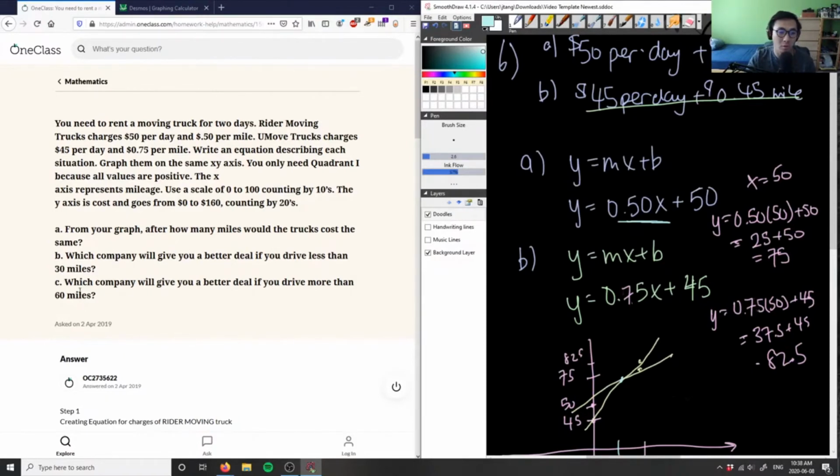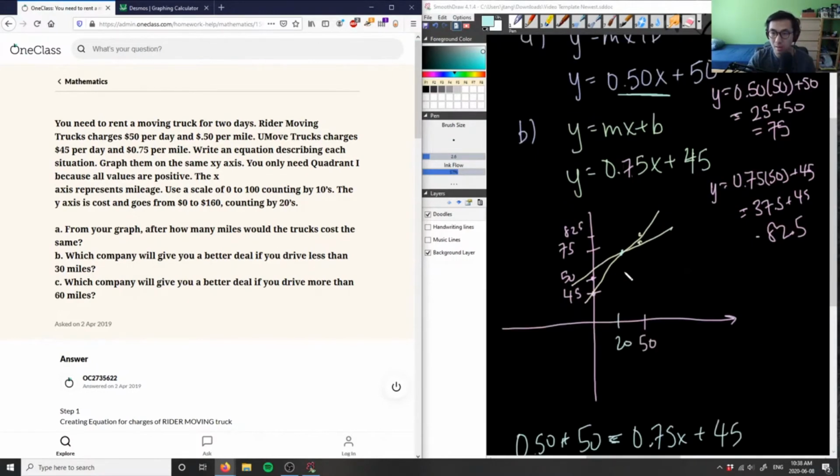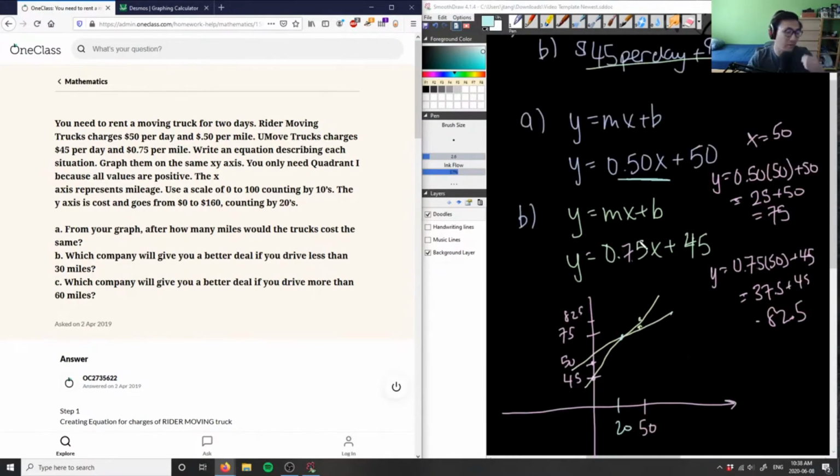However, if you're driving more, C here, which company will give you a better deal if you drive more than 60 miles? Well, for more than 60 miles here, I think this is 0.75. Oh, this is 0.75 plus 75. Sorry, so sorry, it's asking which company will give you a better deal.